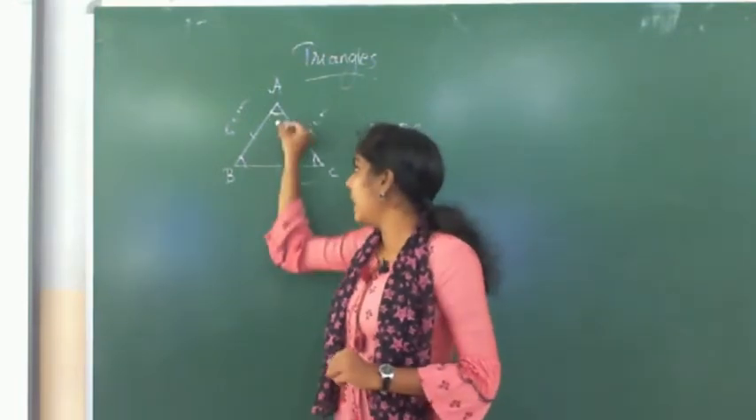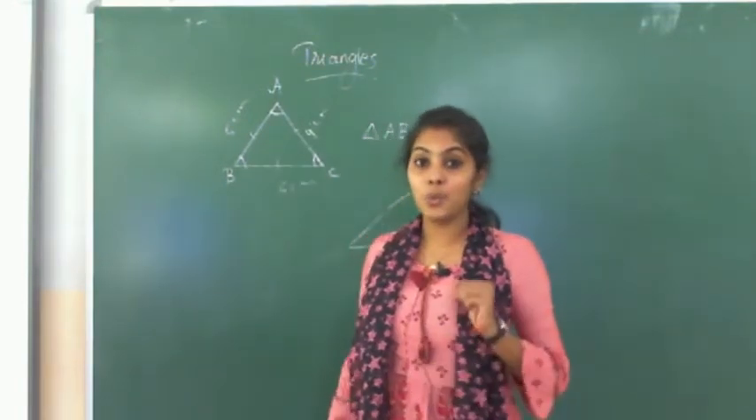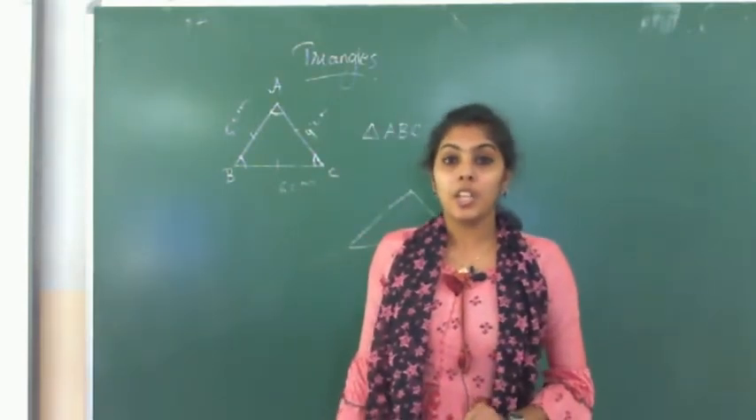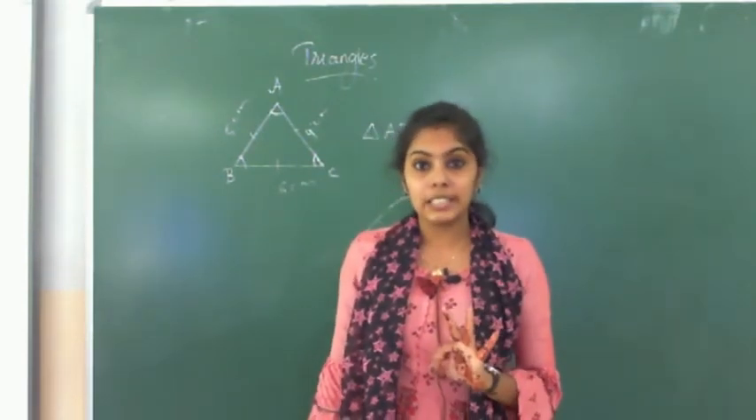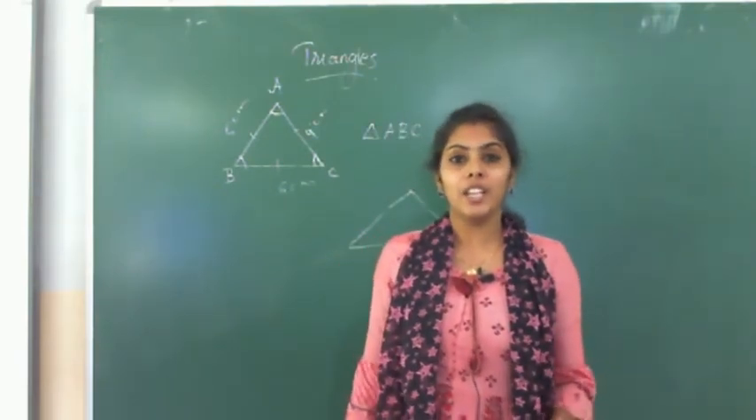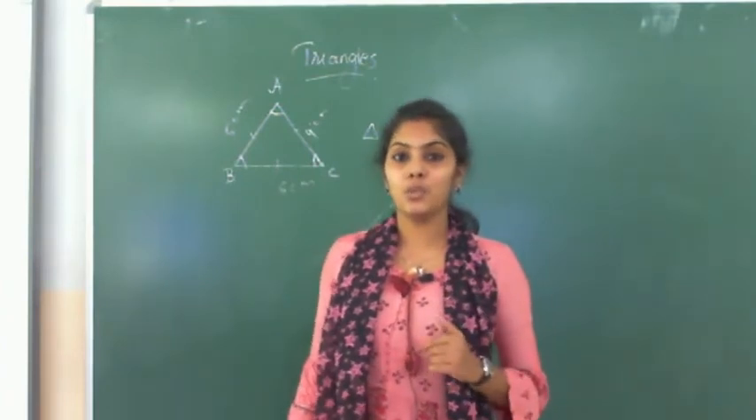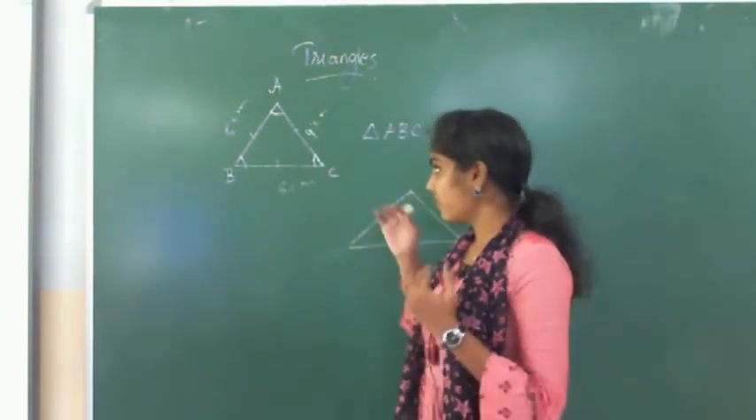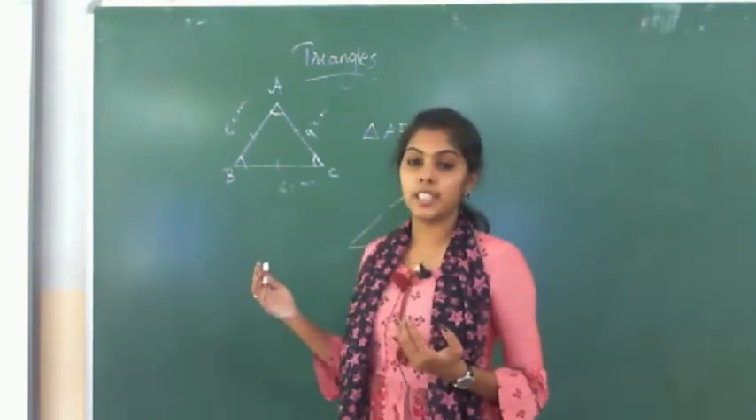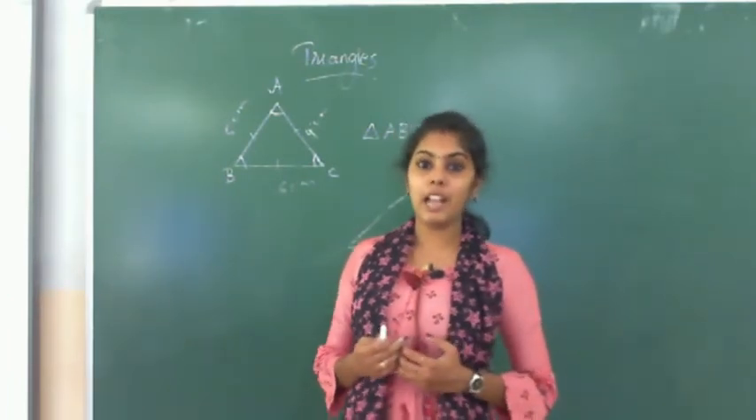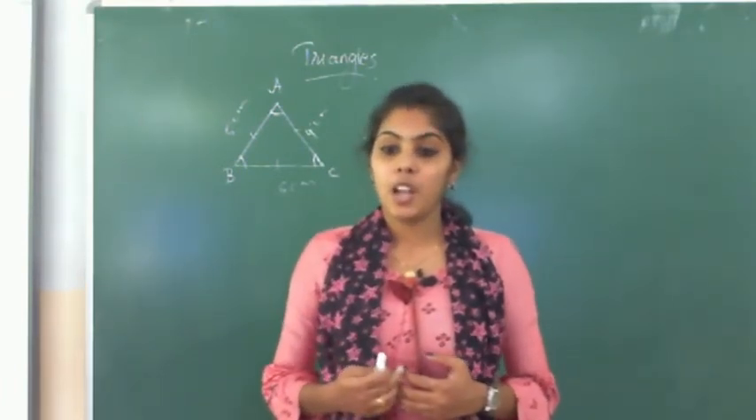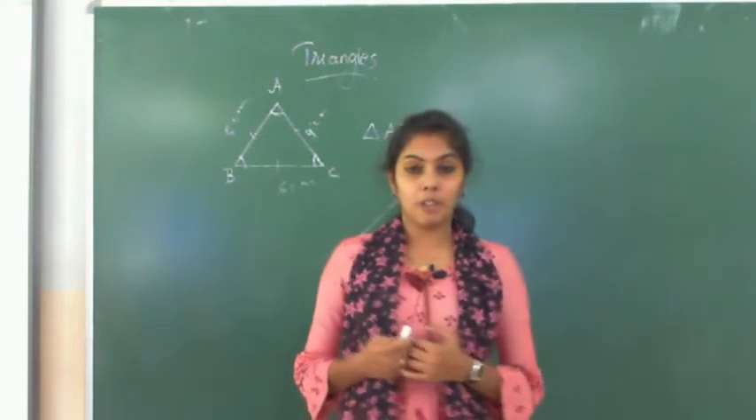Try to add these 3 angles, then you will get 180 degree. So the sum of the 3 angles in a triangle should be 180 degree. Just draw a triangle and try to find out. Then we will get that the sum of the angles in a triangle should be 180 degree. Okay, so next one, types of triangle.